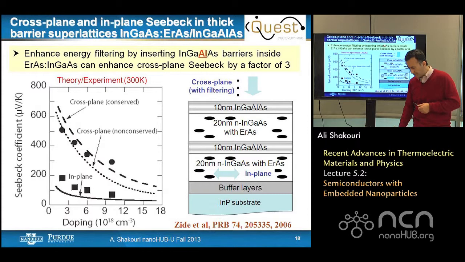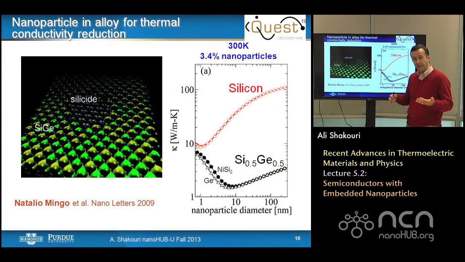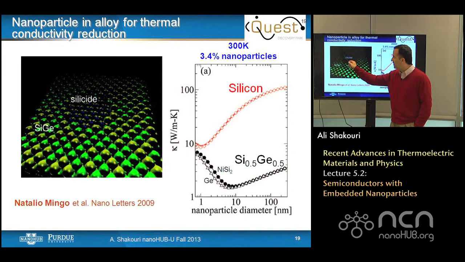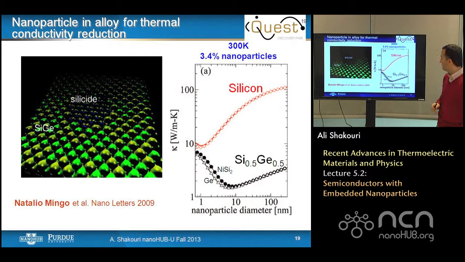This idea of how nanoparticles could affect transport can be used in other materials. Natalia Mingo, in a paper, described what she called nanoparticle-in-alloy for thermal conductivity reduction. Basically, if you put a nanoparticle of a given size, in this case silicide, inside the silicon germanium matrix or inside a silicon matrix, there is an interesting effect that happens.